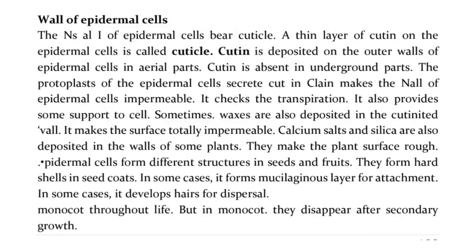The outer walls of epidermal cells bear cuticle. A thin layer of cutin on the epidermal cells is called cuticle. Cutin is deposited on the outer walls of epidermal cells in aerial parts. Cutin is absent in underground parts. The protoplasts of the epidermal cells secrete cutin, which makes the wall of epidermal cells impermeable. It checks the transpiration. It also provides some support to the cell.